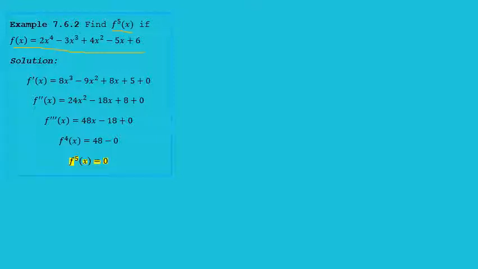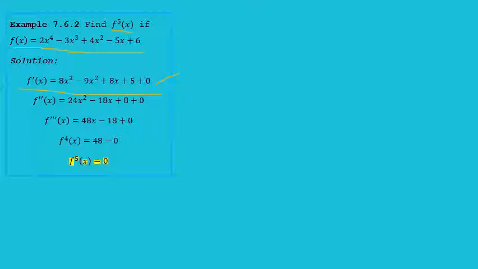Okay, so let's start with the first derivative. We have 2 times 4 is 8, x to the power of 3 na lang, minus 3 times 3 is 9, x squared, kasi 3 minus 1 is 2, plus 4 times 2 is 8, okay, so 2 minus 1 is 1, minus 5, derivative ni 5x is 5, derivative ni 6 is 0. Okay, so ito yung first derivative natin.